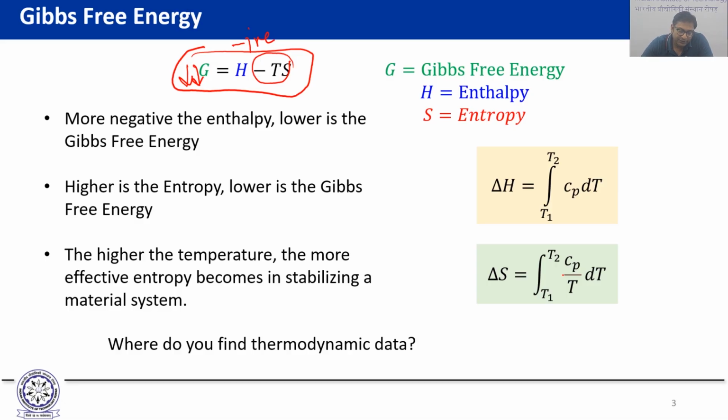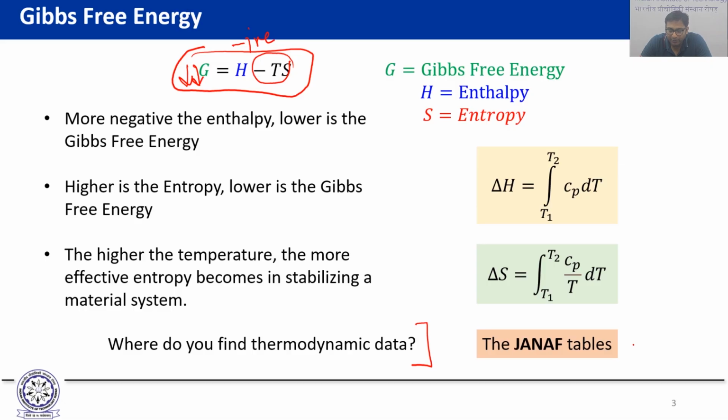Now, it's not enough to say that I can define my Gibbs free energy in terms of enthalpy and entropy. You need to have a way of either calculating these values or finding them. So the next question is, where will you actually find the type of thermodynamic data that we need if we are not going to calculate it?